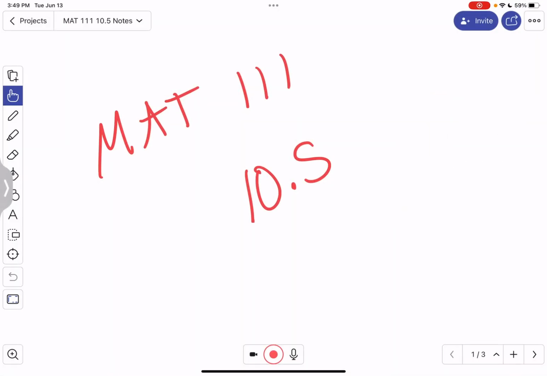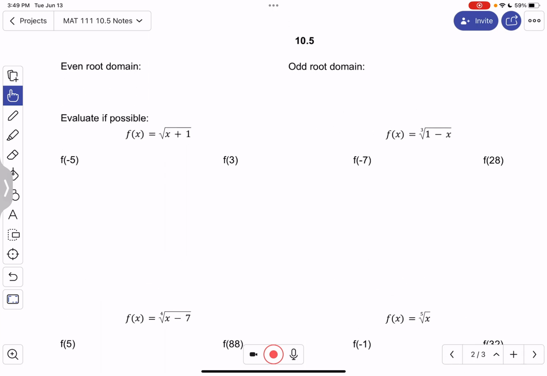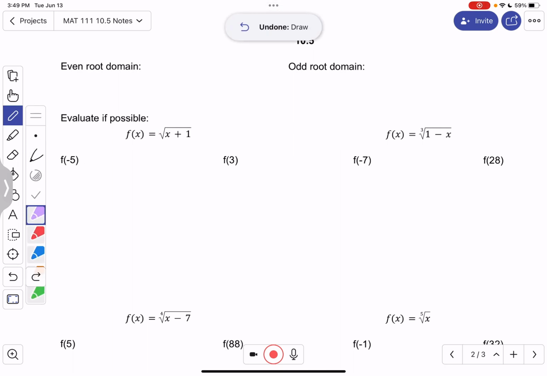All right, so 10.5 covers evaluating different radicals with different indexes and how those graphs might look. So when you have an even root, that means the index, the little number right here, is an even number. Your domain is going to be from 0 to infinity. That's because you can't have square roots or quarter roots or so on of negative numbers.